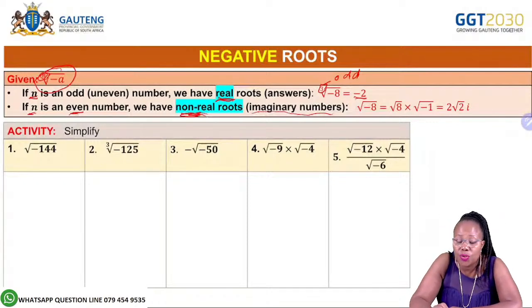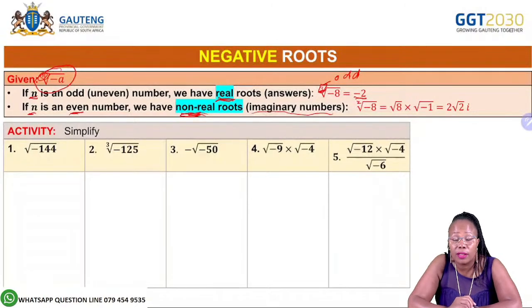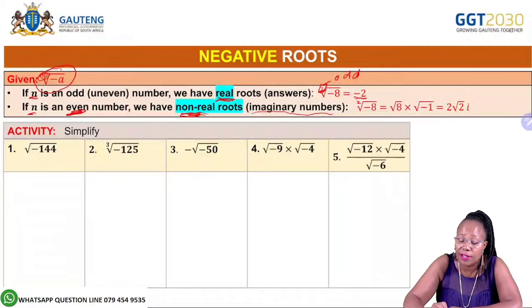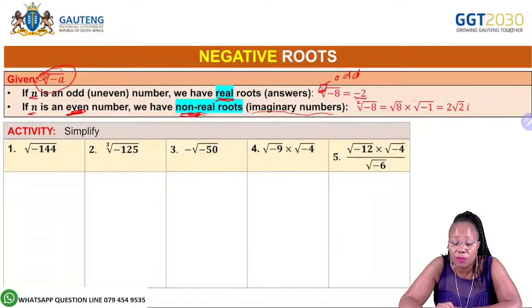So we are talking about the square root of minus 8 now. This is not the cube root anymore, it's a square root. If nothing is written there, you must know, grade 12, there's a hidden 2 there. Okay, so this is even. So if n is even, that means the answer will be imaginary.